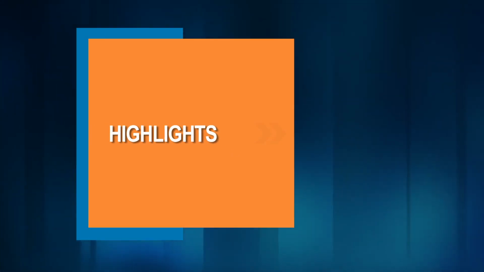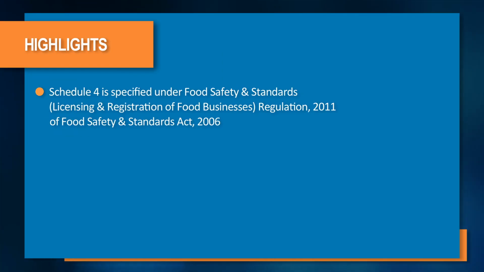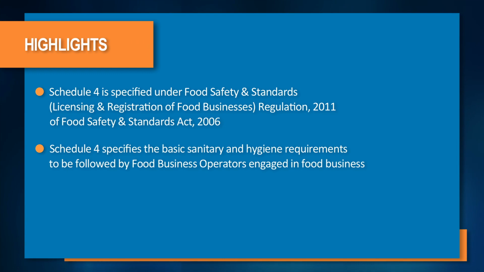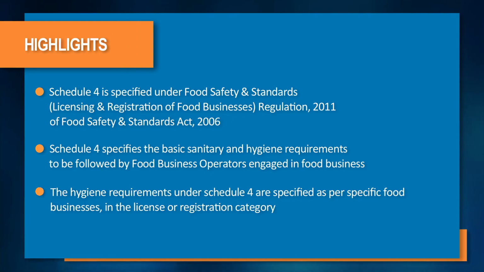Thus, the main highlights of this video are: Schedule 4 is specified under Food Safety and Standards, Licensing and Registration of Food Businesses Regulation 2011 of Food Safety and Standards Act 2006. Schedule 4 specifies the basic sanitary and hygiene requirements to be followed by food business operators engaged in food business. The hygiene requirements are specified as per the food business category and license or registration category.